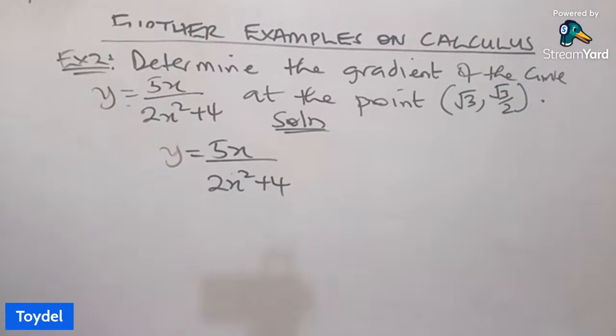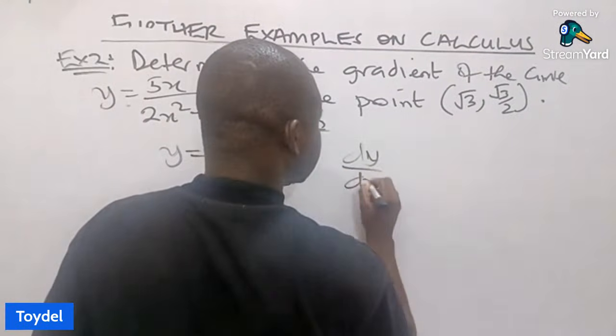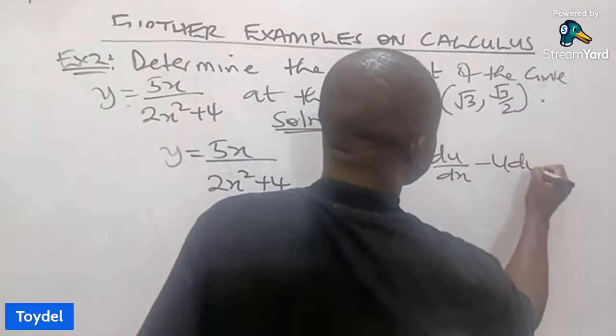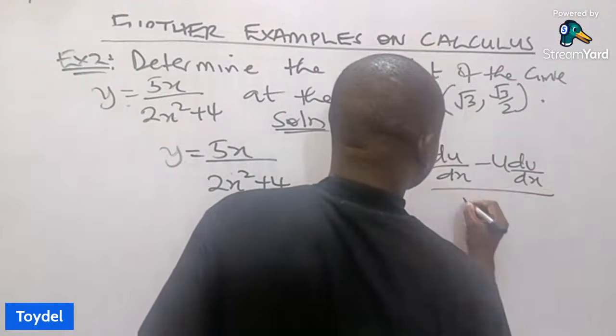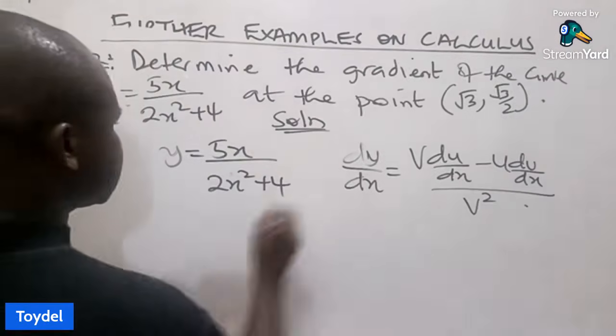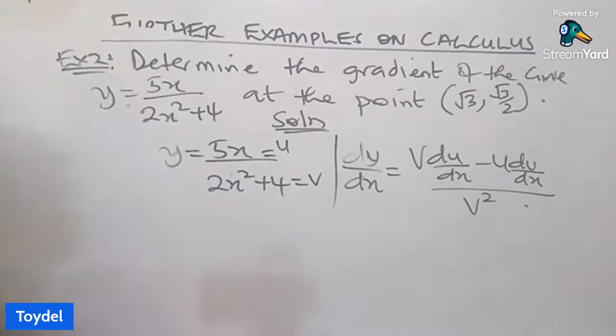The quotient rule, by formula: if you want to find the gradient here, dy/dx will be v du/dx minus u dv/dx, everything all over v squared. That's what we are going to apply in order to find the gradient. From this formula, the numerator is u, while the denominator is v.